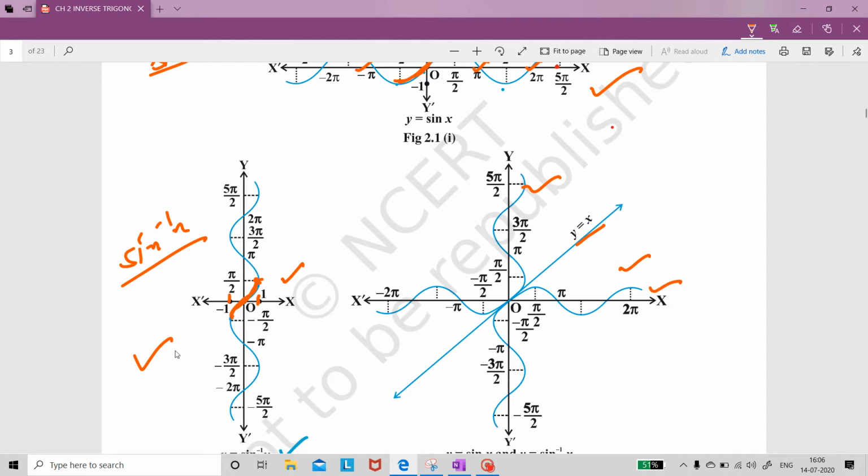So now this was all about the sine curve, and how we define the inverse of the sine function.